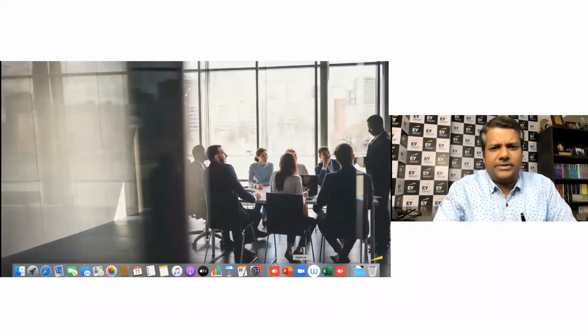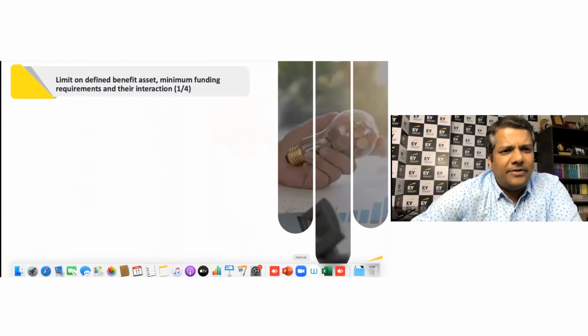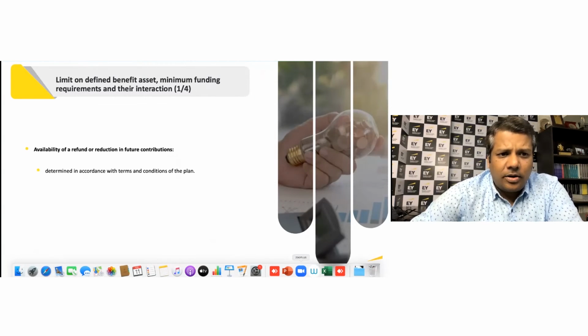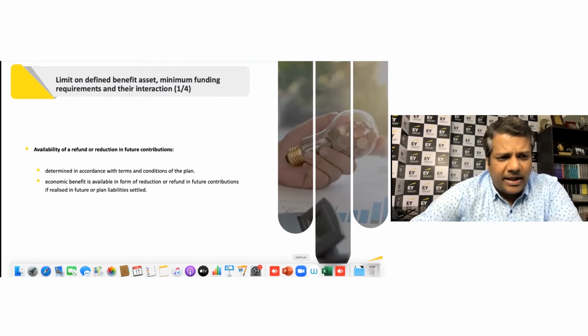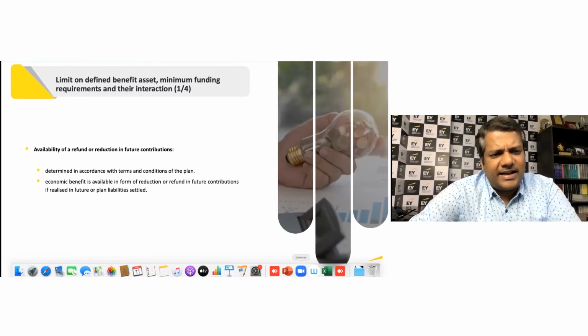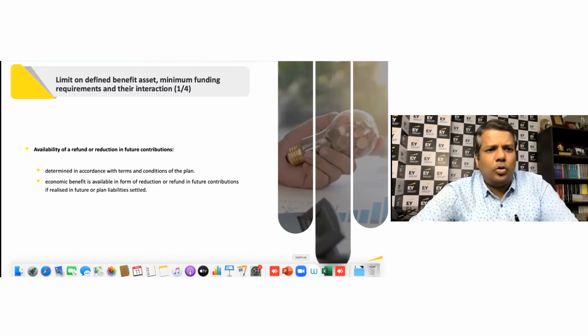Okay. Awesome. So now we're going to talk about a few other issues, right? In relation to employee benefits. So there could be a limit on defined benefit asset. There are minimum funding requirements, and how do I deal with the interaction between all of them, right? There could be availability of a refund or reduction in future contribution. So you've got to look at, again, the legal law, the terms of the plan and all of that, economic benefits. So this is in the context of, again, the asset ceiling, right? We talked about that asset ceiling. Economic benefit is available in the form of reduction of future obligation, right? That's what I need to pay, or I can get a refund also.